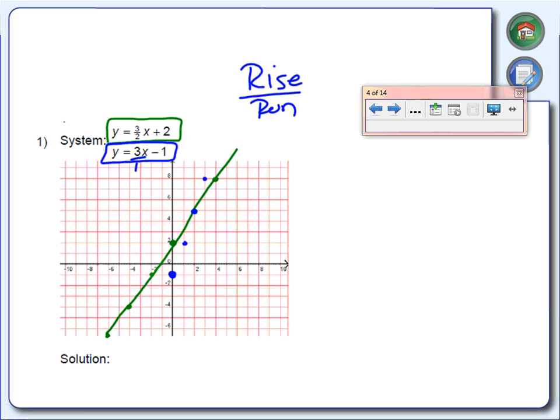Get some more dots on this side. Going down 3, 1 to the left. Down 3, 1 to the left. Once you have your points, you're going to connect those points. Again, trying to get as accurate as possible there. There it is.